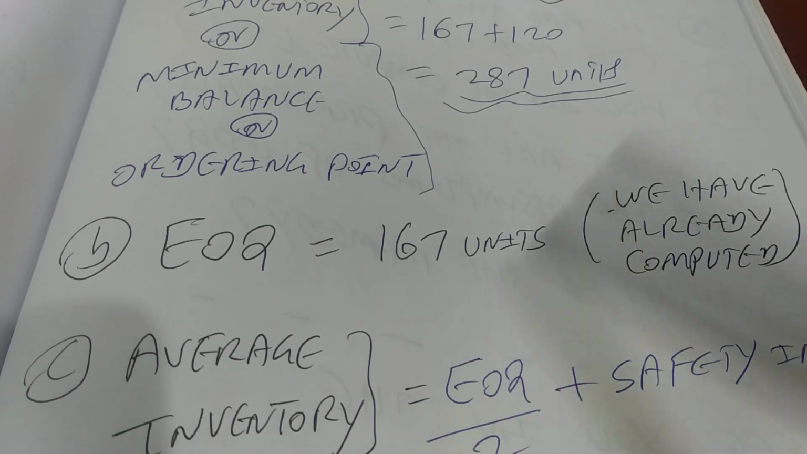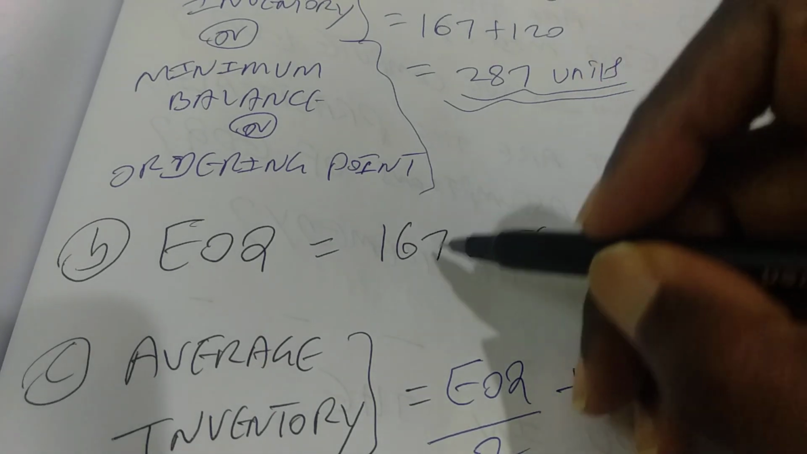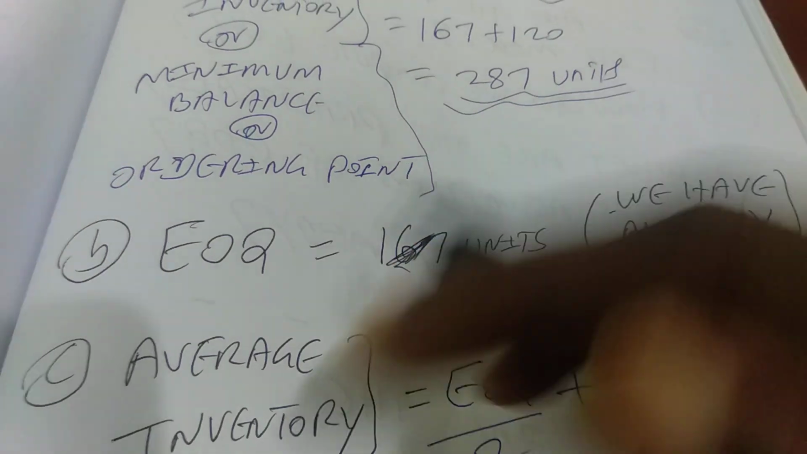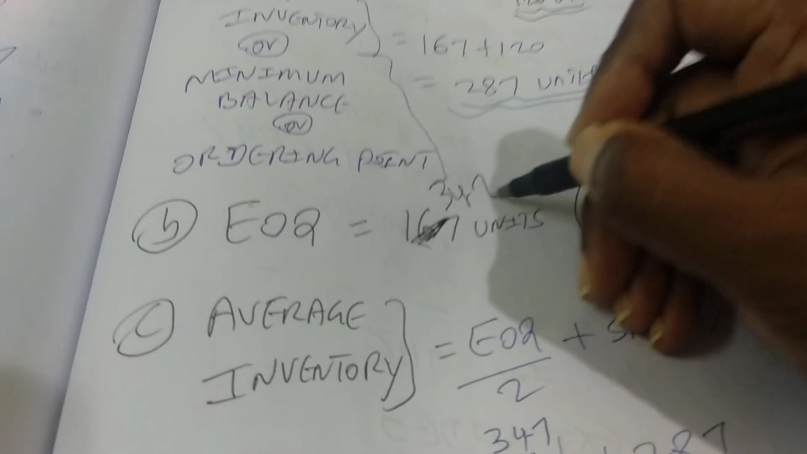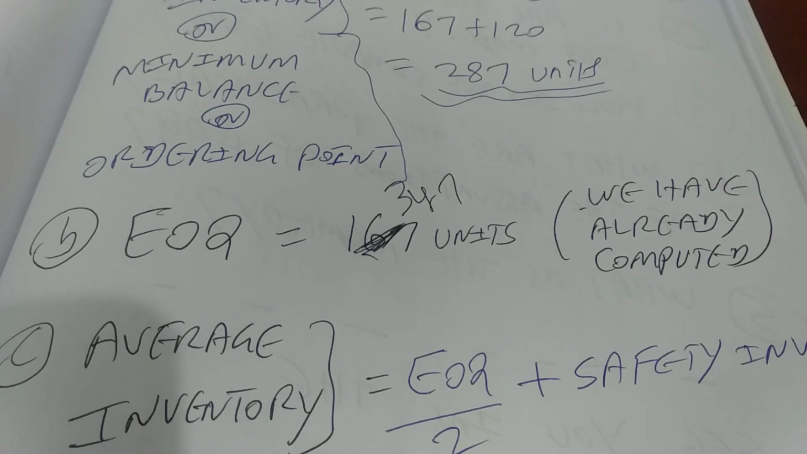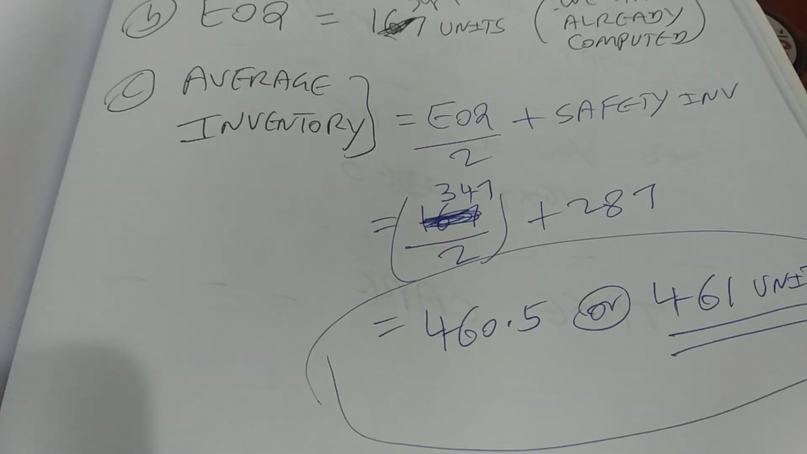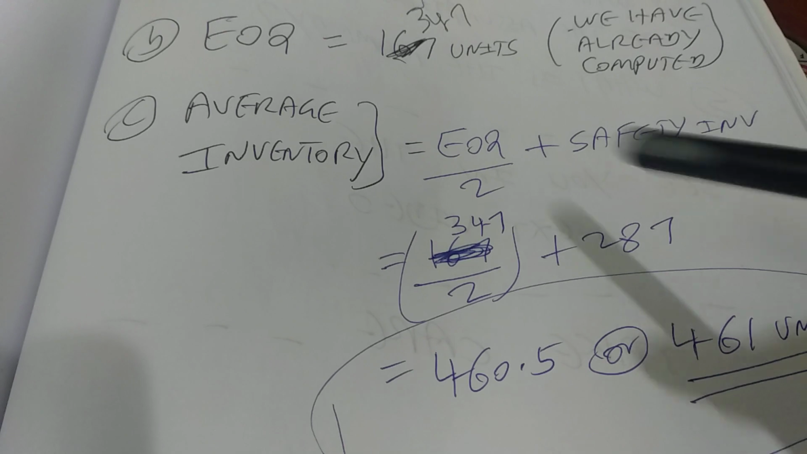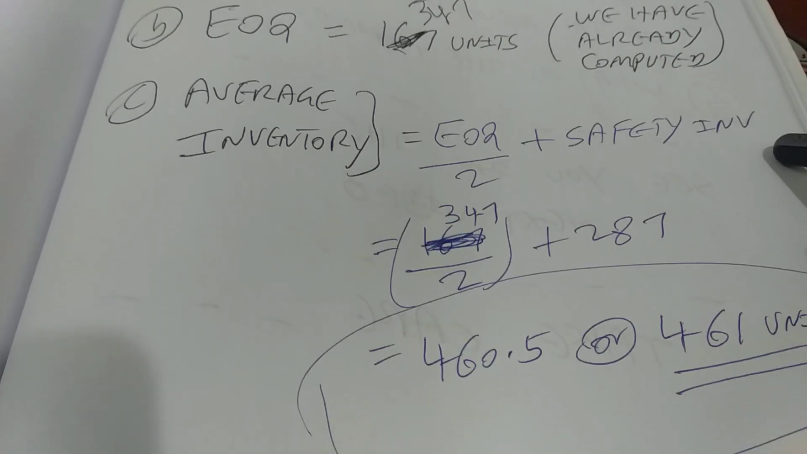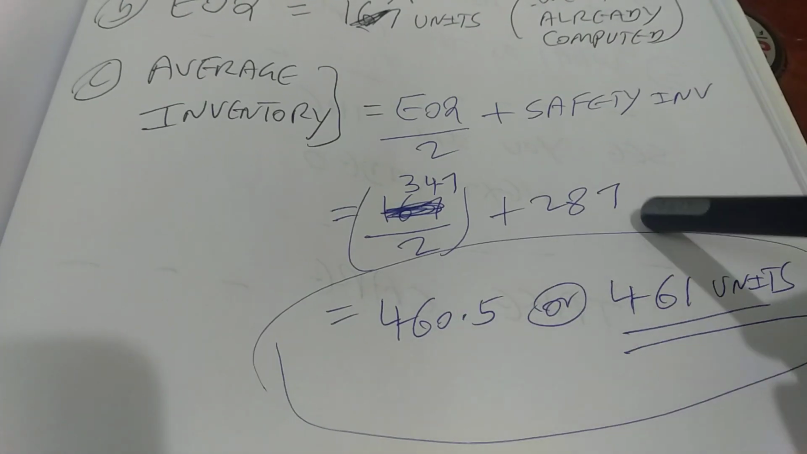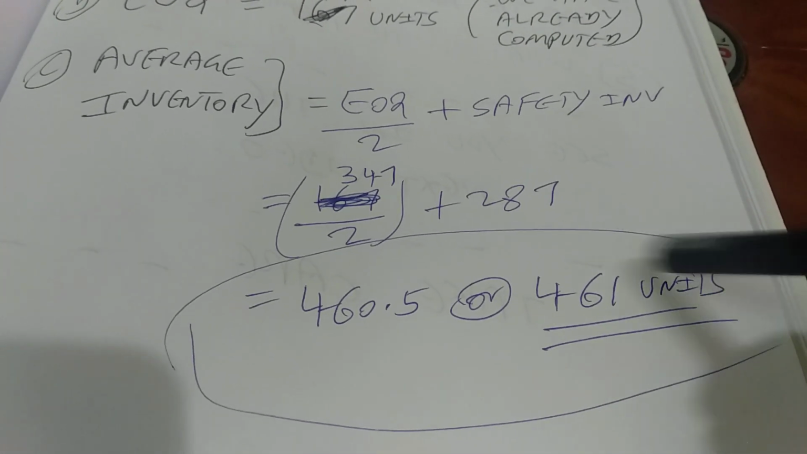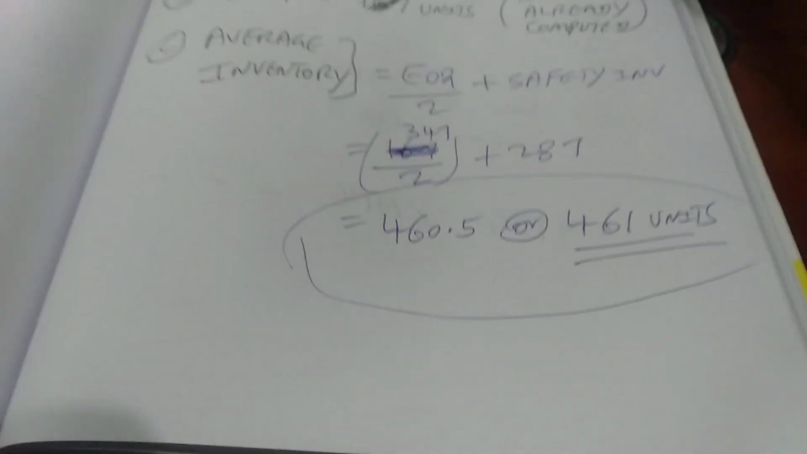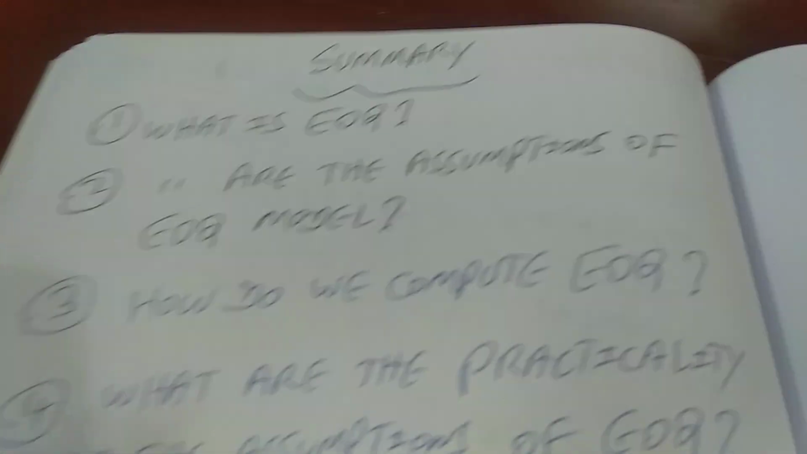The next one is EOQ. The EOQ number is already computed. It is 347, which we have already done in the previous step. The last one is average inventory. Average inventory is going to be EOQ by 2 plus safety inventory. That means 347 by 2 plus 287, which gives you 460.5. If you round it off, it becomes 461 units. So this is your average inventory, and this is your modified economic order quantity model.